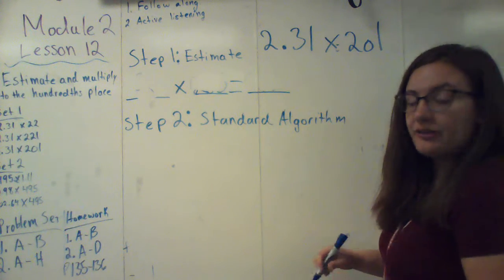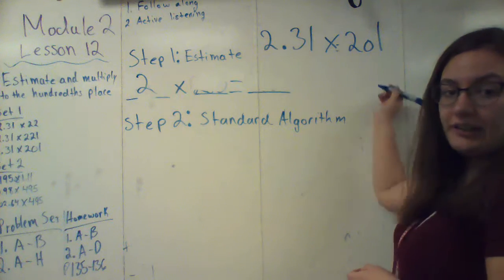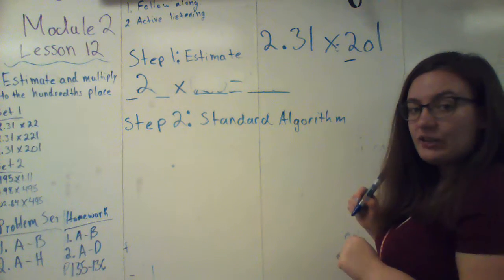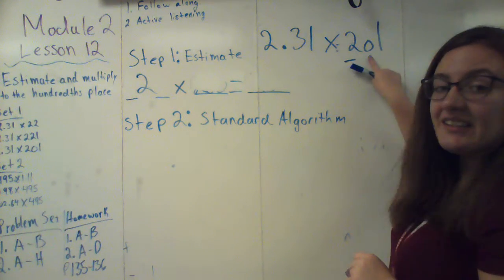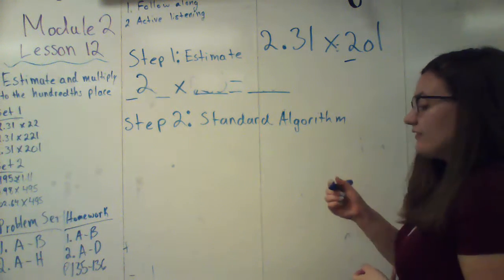So I round 2.31 to 2 and 201. Remember, I underline that largest place value, so it either stays at 200s or it rounds up to 300s. In this case, since this is a 0, it's going to round down because that is still less than 5.